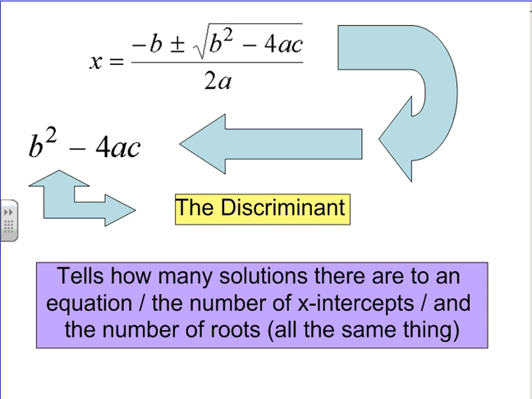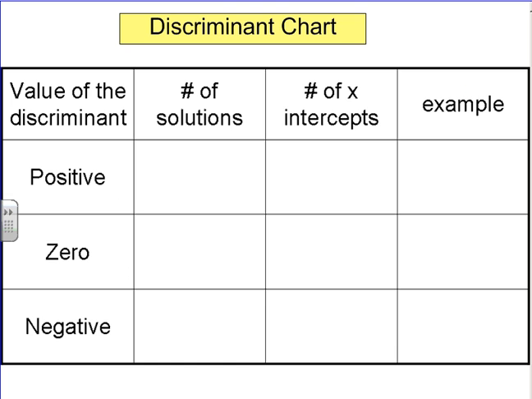So, the discriminant will also tell us, if we just evaluate it and not really look at its true value, how many solutions there are to an equation, the number of x-intercepts that will occur, and the number of roots. We have to recognize that all of those are the exact same thing. Regardless of what's being asked, they're all the same thing. So let's put together a table so that we're able to use it to our advantage.